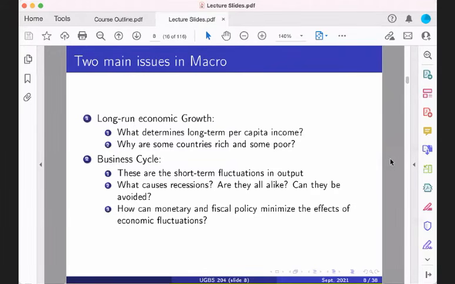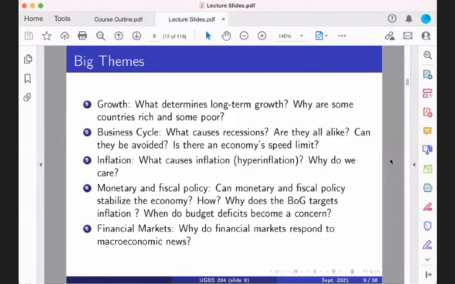So these are the big themes that when you say you have read macroeconomics, you should have gone through and should be familiar with. Growth: what determines long-term growth? Why are some countries rich? Why are some poor? Business cycles: what causes recessions? Are they all alike? Can they be avoided? Is there an economic speed limit? Inflation: what causes inflation? Why should we care about inflation? How can we control inflation? These are things by the end of this particular course, you should be able to provide some form of answers to.